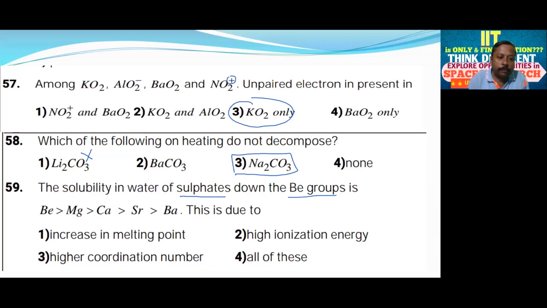Okay, the answer for this will be: solubility of sulfates in water down the beryllium group. It is actually due to the coordination number being high. That you can cross check afterwards.